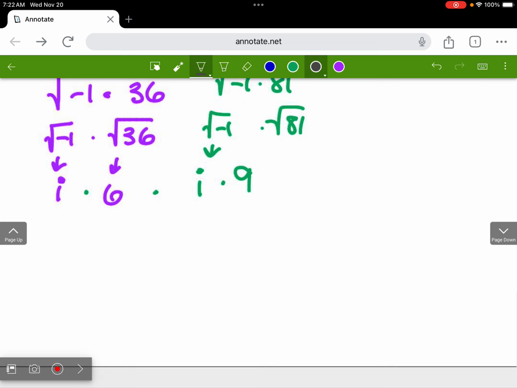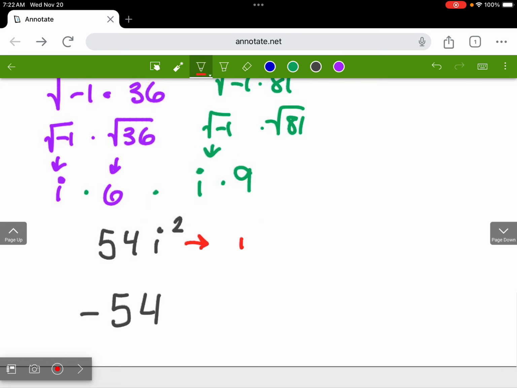What do we have there? Super close. So my 6 times 9 is, in fact, 54. And then my i's, I have i times i, so it's actually i squared. But i squared actually means what? -1. So this has a final answer of -54.